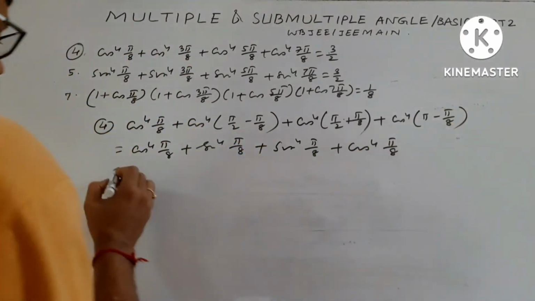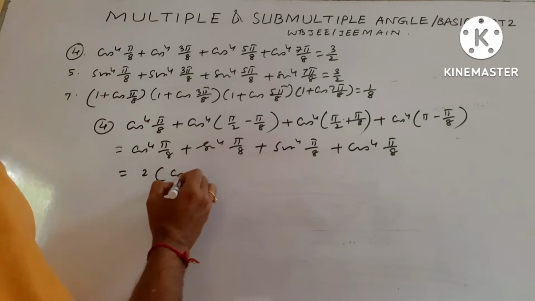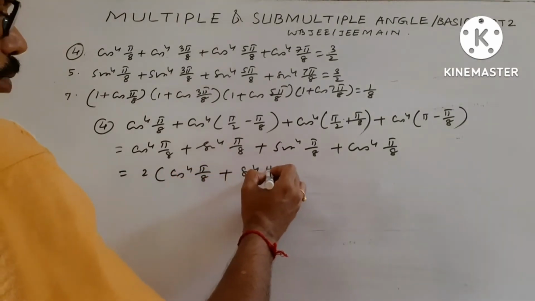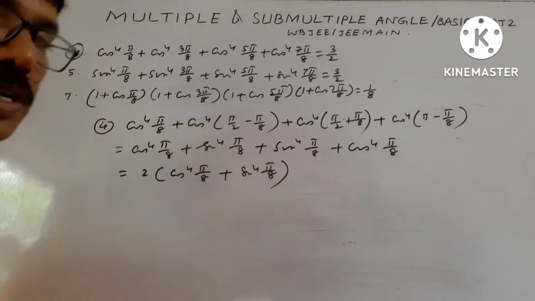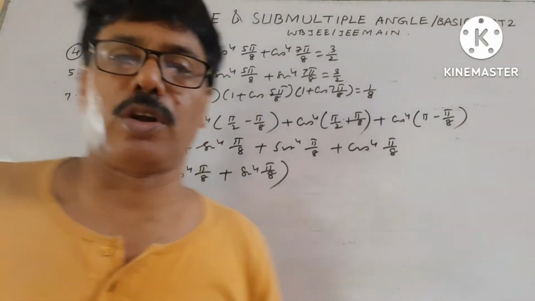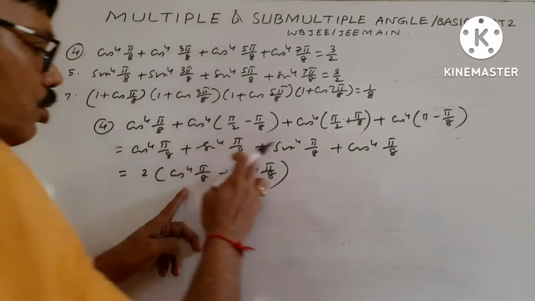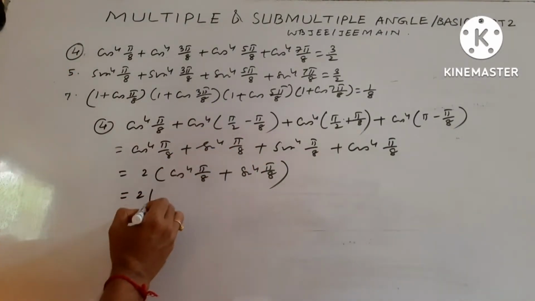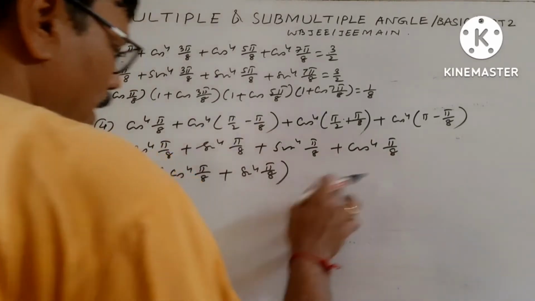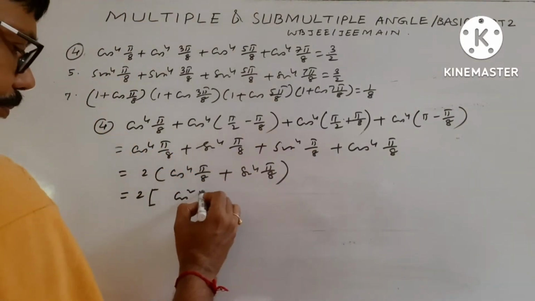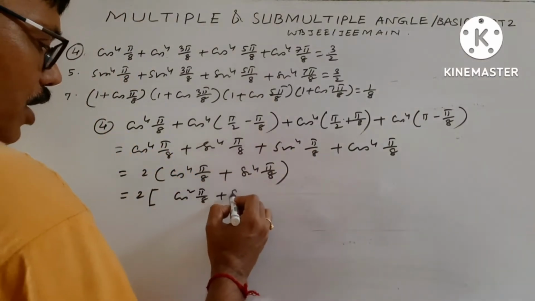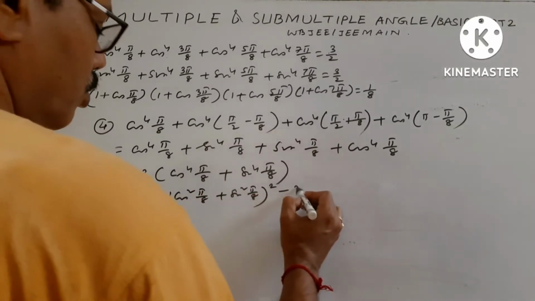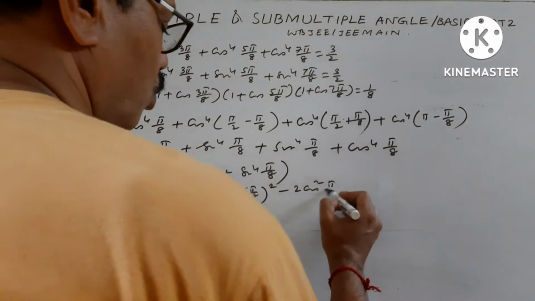So no minus. So 2 into cos to the power 4 pi by 8 plus sin to the power 4 pi by 8. Look, I have already solved it for power 2. If it is 2, then it is 1. Now next step, a square plus b square is a plus b whole square minus 2ab.